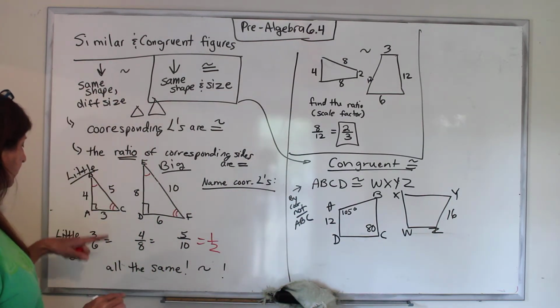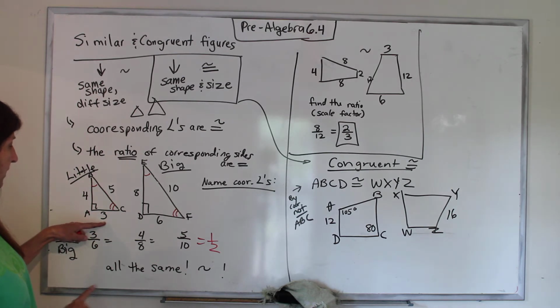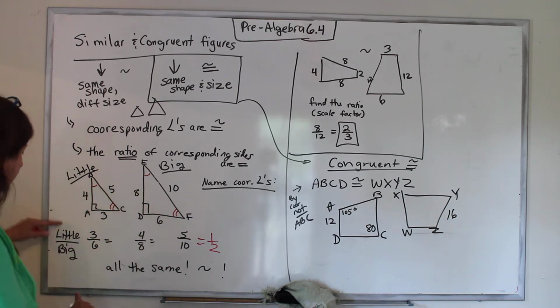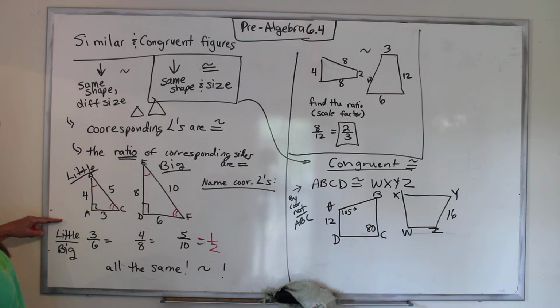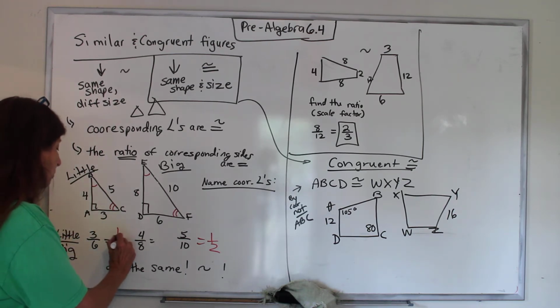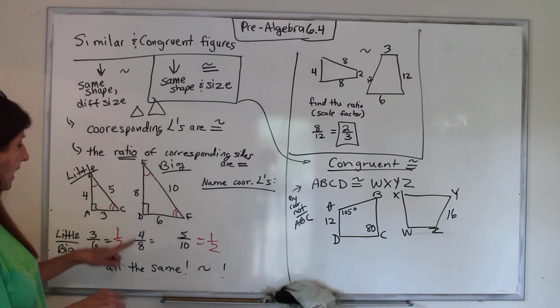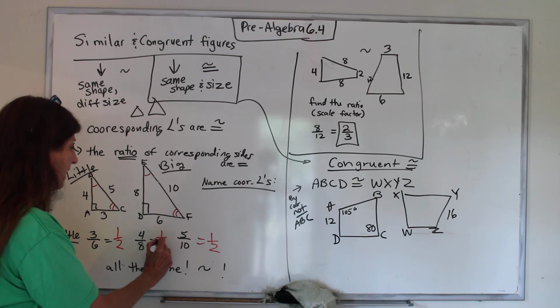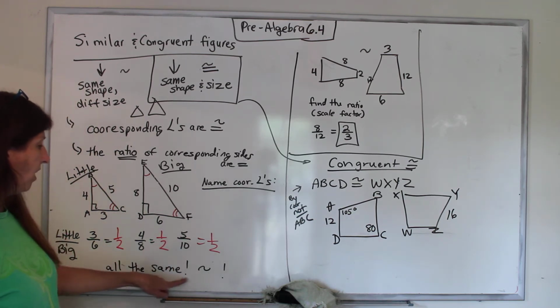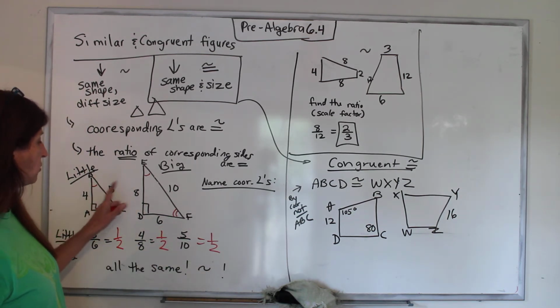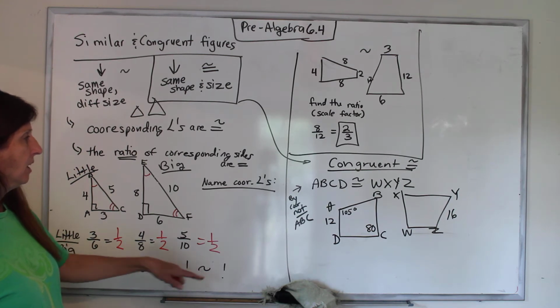Okay, now let's look at the littlest one. The littlest one of the little one is 3, the big one is 6. On each one, I need to put the little on top and the big on bottom. 3 divided by 6 is 1/2. And the middle size is 4 to 8, and if I reduce that, 1/2. All the same, so these two triangles are similar.